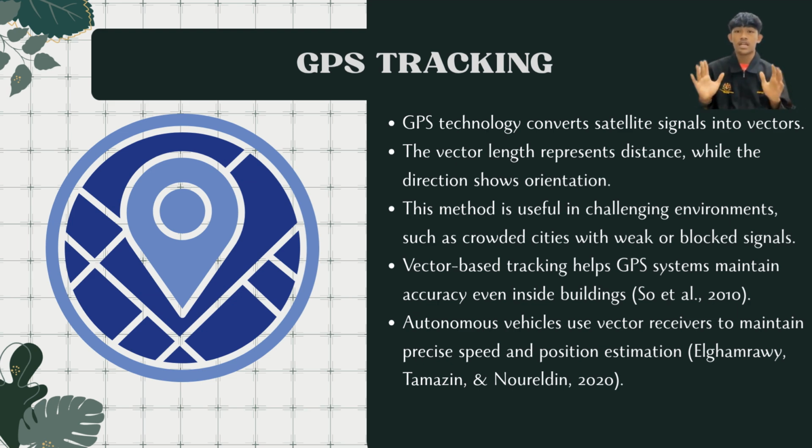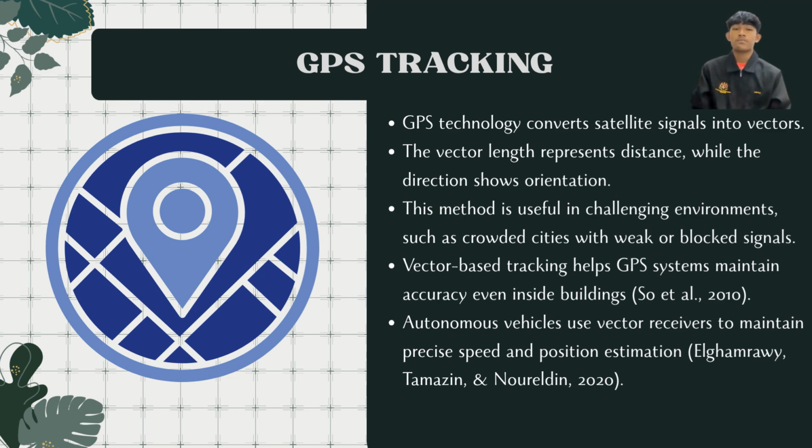These reflections are known as multipath signals and they can cause errors in positioning. However, vector-based algorithms help reduce this error by analyzing the direction and strength of signals. This allows the GPS system to estimate the correct position even when signals are partially blocked.